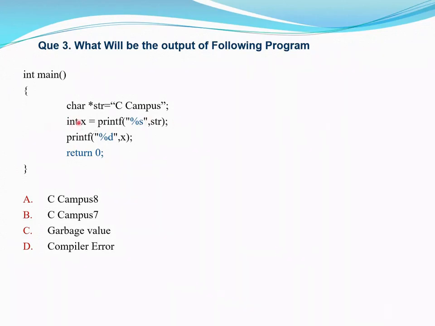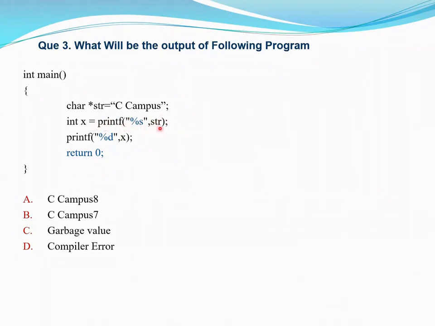So here, this statement is an assignment statement. You know that in an assignment statement, the right hand side will be executed first. So this printf statement will be executed first. With this printf function, the value of str will be displayed. So the value of str is ccampus, and this string is displayed on the screen. At the same time, this function returns the number of characters that it is printing.